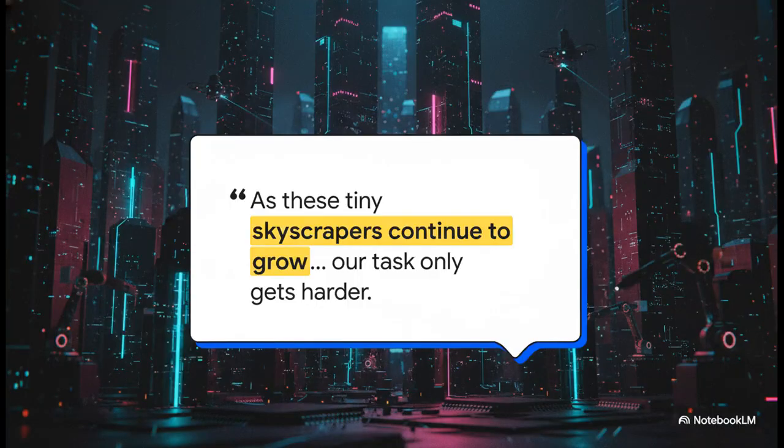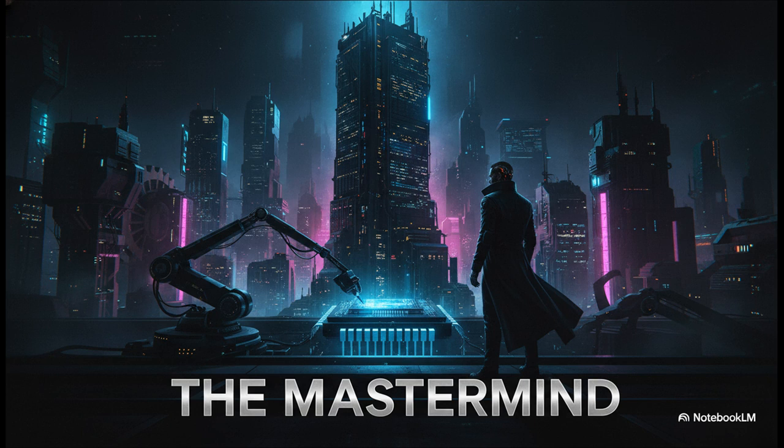But this battle against physics, it is far from over. As we all demand more power, more speed, more efficiency from our devices, these tiny skyscrapers have to get even taller. Their features have to shrink even further. And that means the physical challenges just become more and more extreme. The task only gets harder. This whole thing really leaves us on the razor's edge of what is physically possible. As these tiny skyscrapers keep getting taller and their components shrink even further, the real question is, what's next? What new kind of mastermind will we need to invent to keep outsmarting the laws of nature?